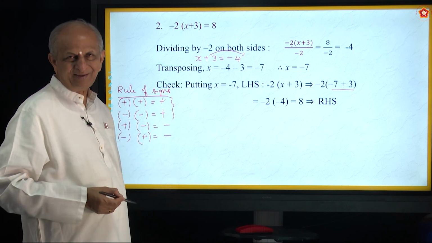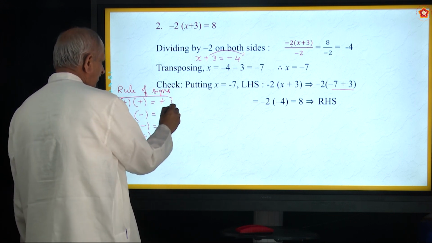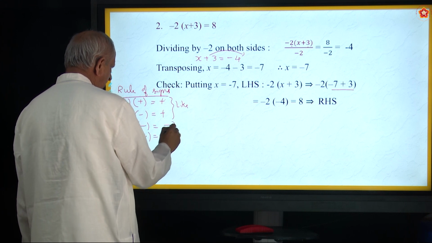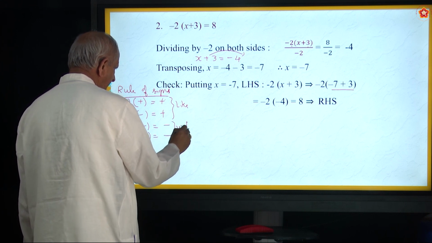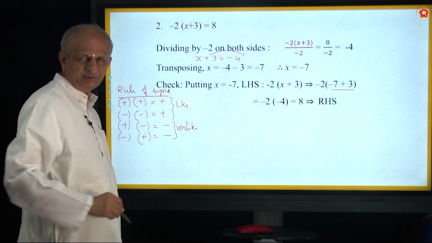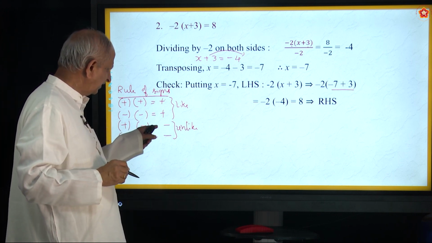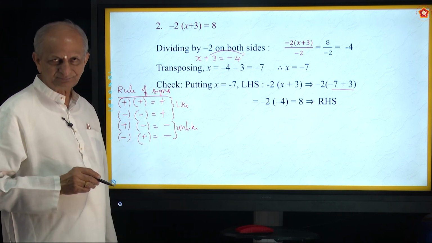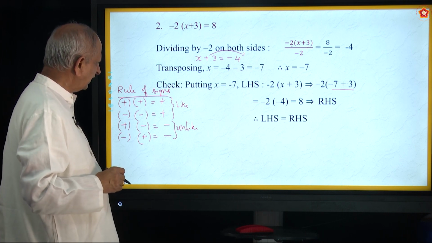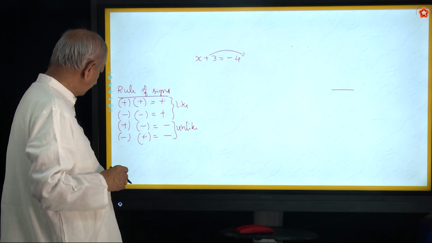So, these are called like signs. Note down, come on, doing it? Okay. These are called like signs and these are called unlike signs. If the like signs are there, the product will be plus. If the unlike signs are there, product will be minus. Okay? And then therefore, you can write left hand side is equal to right hand side. Now, coming to next question.